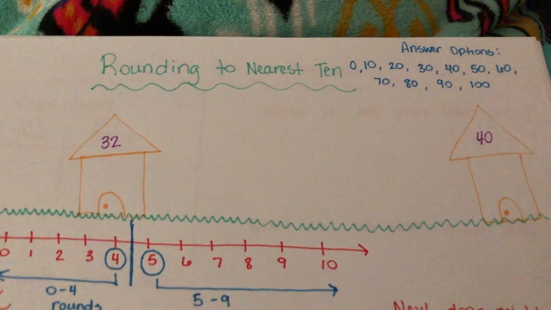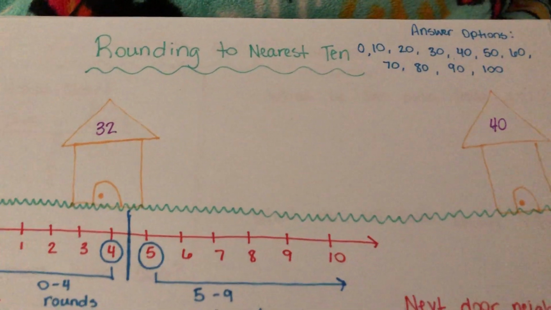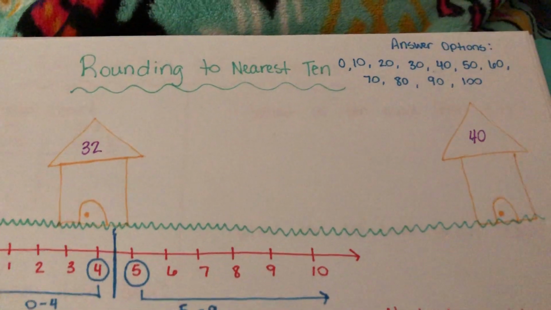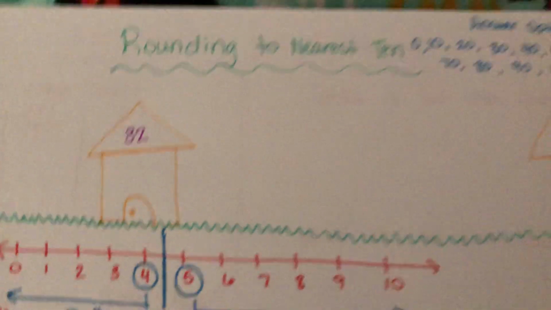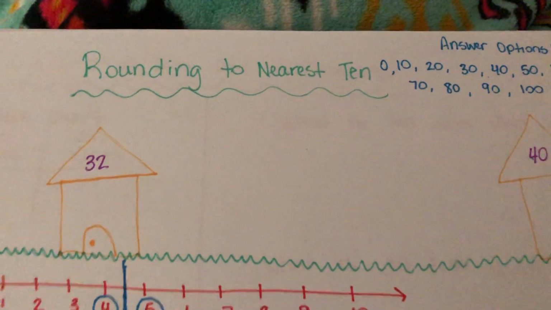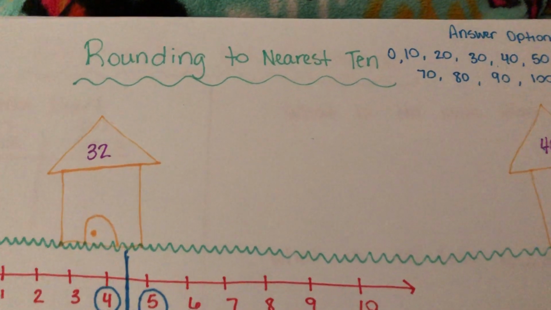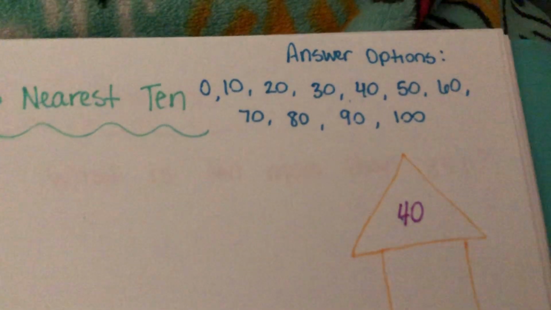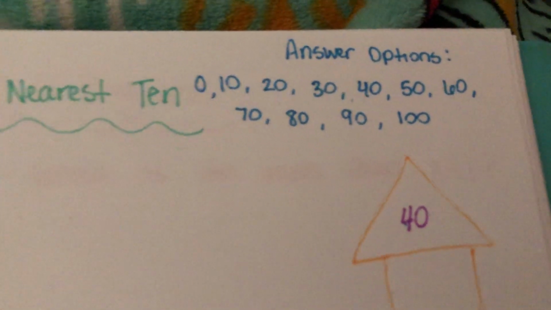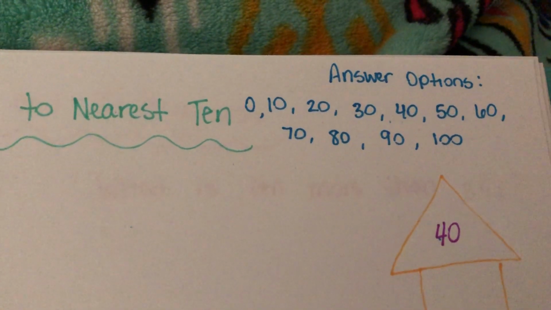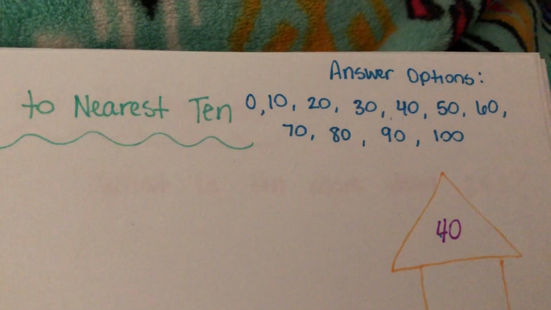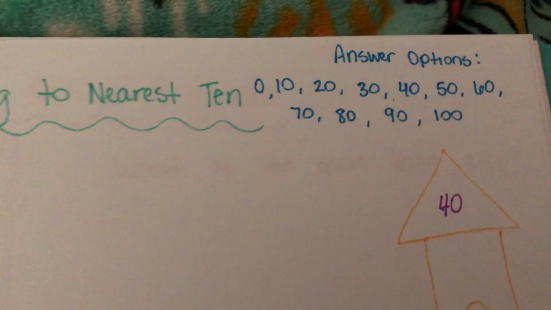So now we're going to talk about rounding to the nearest 10. This is also another concept that your child will have on their math test for Unit 5. Whenever we talk about rounding to the nearest 10, we're talking about the answer being a number that you will use when you count by tens. So your answer options are going to be 0, 10, 20, 30, 40, 50, 60, and so on. It can go up to any number as long as the last two digits end in counting by tens.